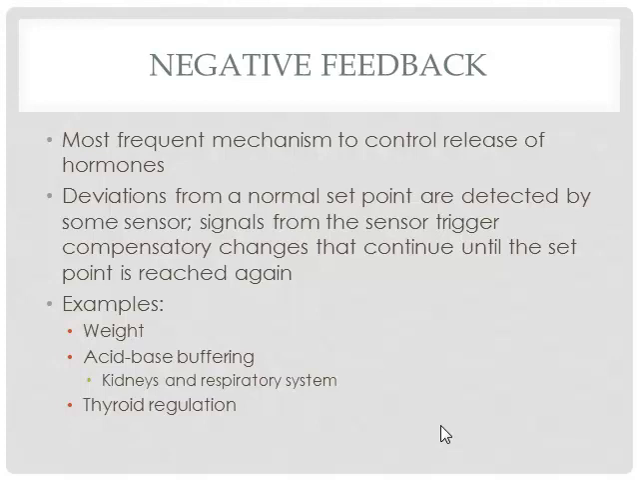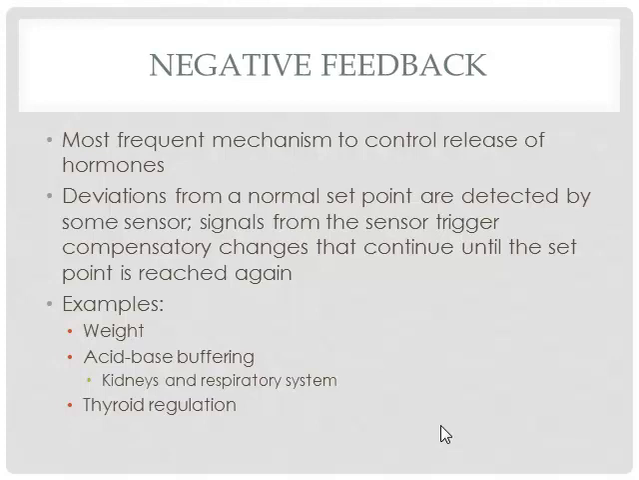Anything that requires a normal set point to be at a certain level, that set point could be changed. The signals from a sensor trigger changes that occur, and that continues to raise the level up to a set point at which the body operates at its most functional level, and then that hormone release is reduced.